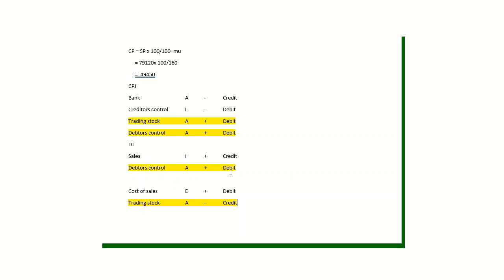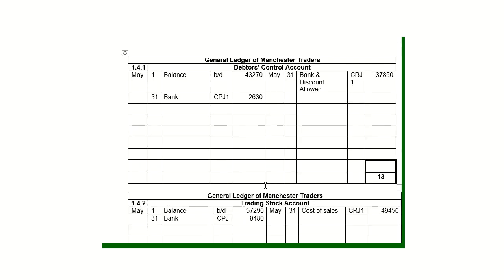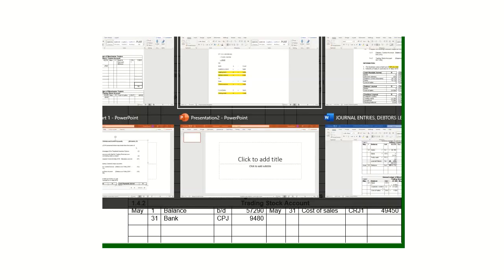In this case, I said debtors control debit. Let's go to debtors control on the debit side. If I repeat, in other words, it's still the 31st, I don't have to put a number in the column. If it's blank like that, it repeats the previous one. Like that one repeats May. Now I leave it open, so the first column is still May and the second still the 31st.